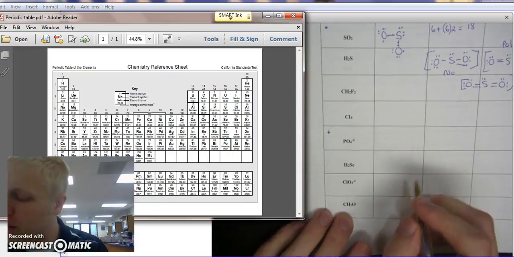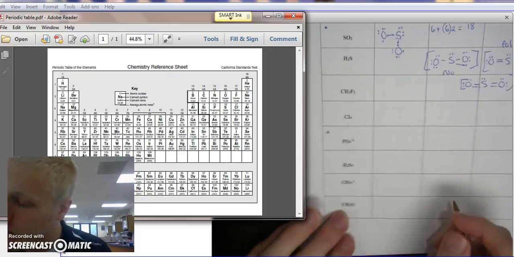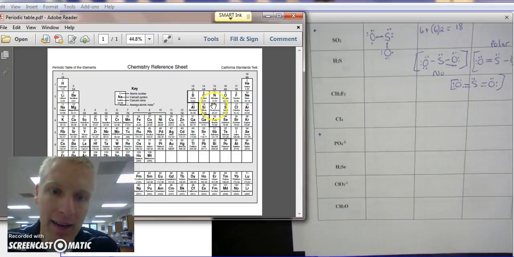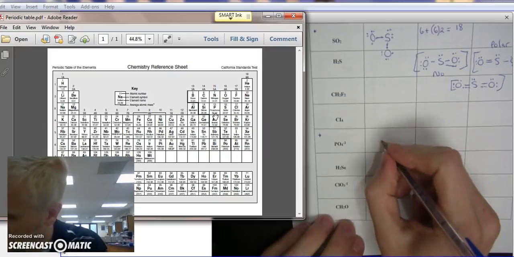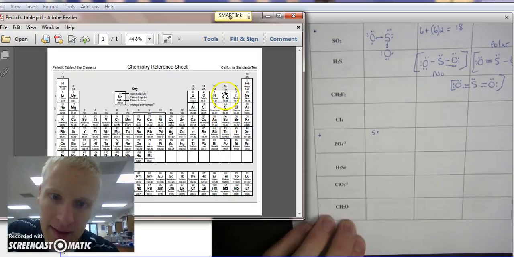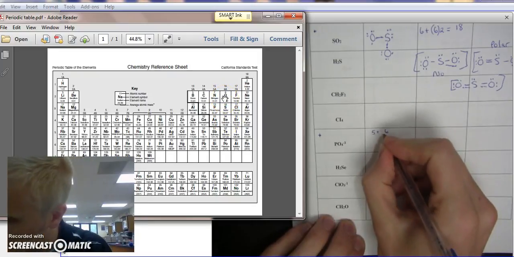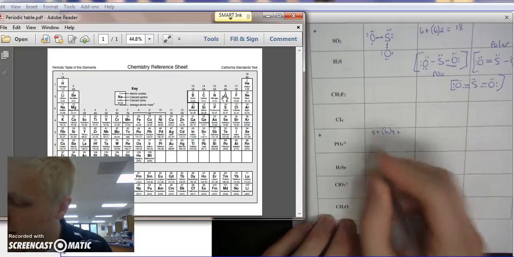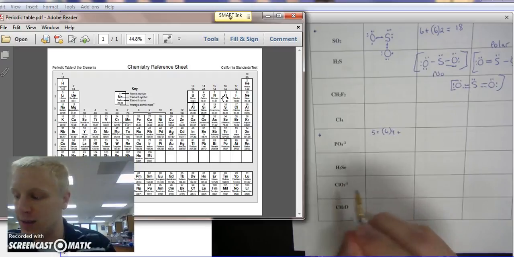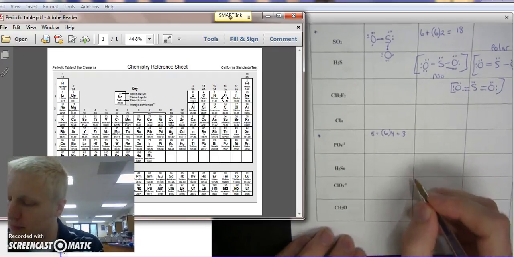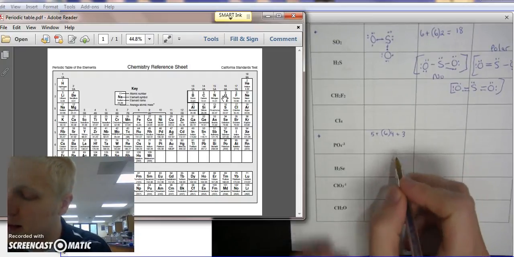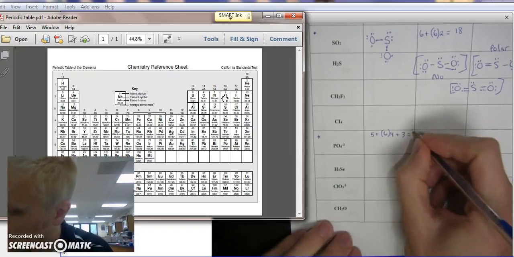We have PO4 with a 3 minus charge, and I'm going to do this the counting way. We have phosphorus over here is in 5A, so it has 5 outer electrons. And we have oxygen, which is right next to phosphorus, has 6 outer electrons, and there are 4 of those. And then it has a 3- charge, which means we have 3 additional electrons. We're going to add 3 more. So 6 times 4 is 24, plus 5 is 29, plus 3 is 32.